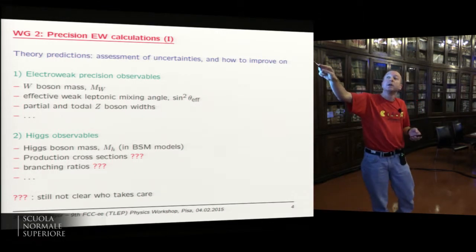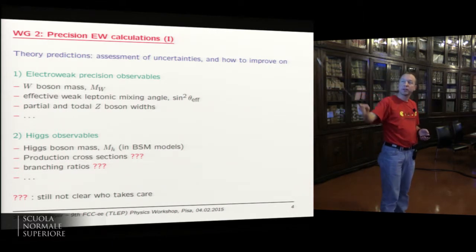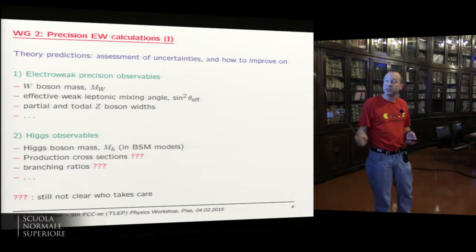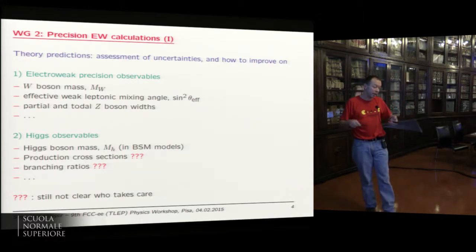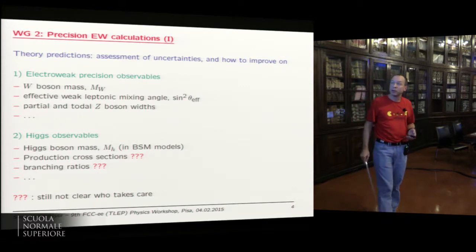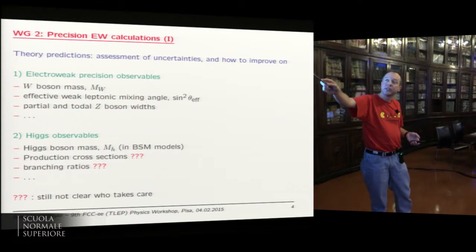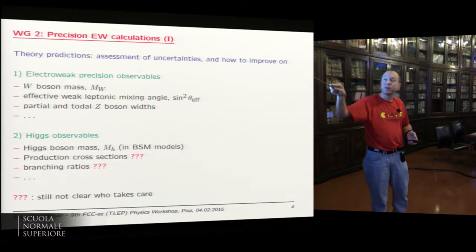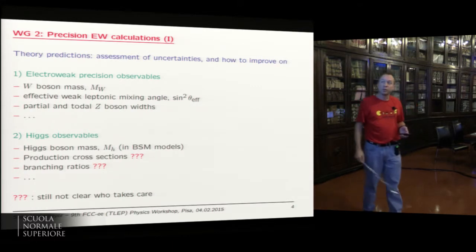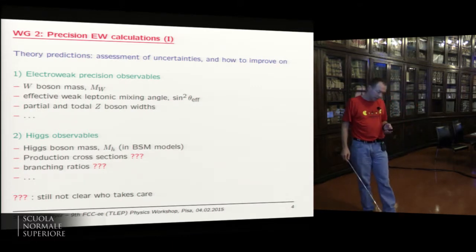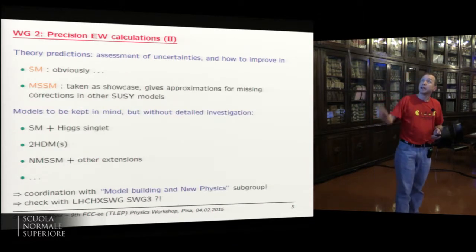The other part will likely concern Higgs observables, where one very prominent example is the Higgs boson mass itself, because in most BSM models it is not a free parameter but can be calculated, so it is a precision observable in its own right. Of course, somebody also has to take care of the Higgs production cross-sections and the branching ratios. I put a couple of question marks here because it's still not fully clear to me who will take care of this kind of calculations.